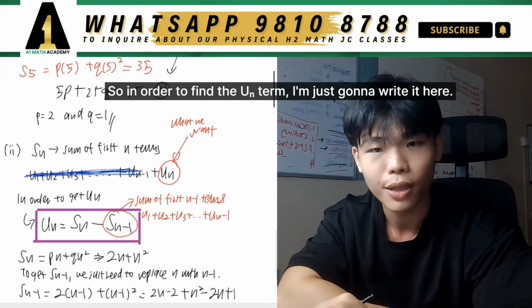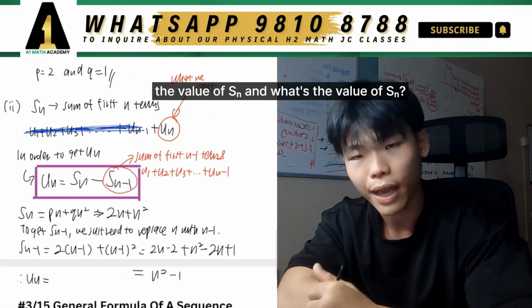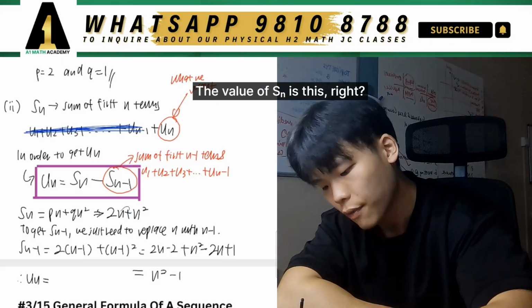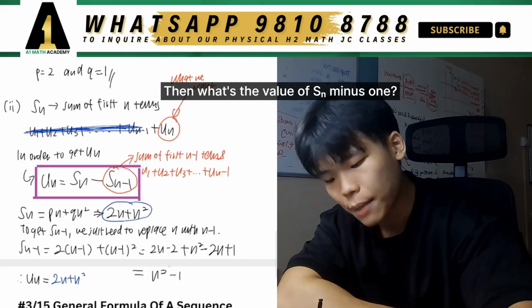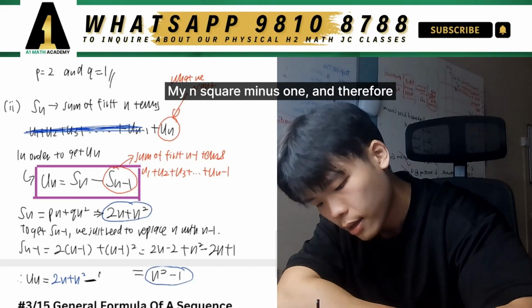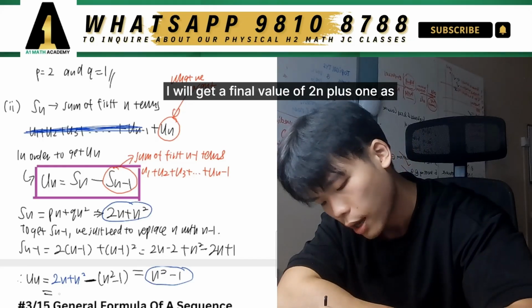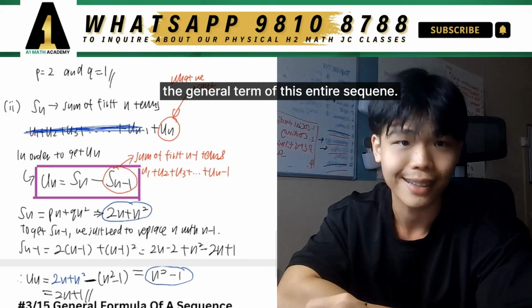So in order to find the un term, I'm just going to write it here. So therefore, the un term will just be the value of Sn. And what's the value of Sn? The value of Sn is this, right? So it's just 2n plus n squared. Then what's the value of Sn minus 1? The value of Sn minus 1 is this, right? So from here, I just need to minus away my n squared minus 1. And therefore, I will get a final value of 2n plus 1 as the general term of this entire sequence.